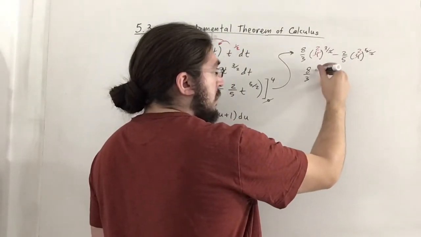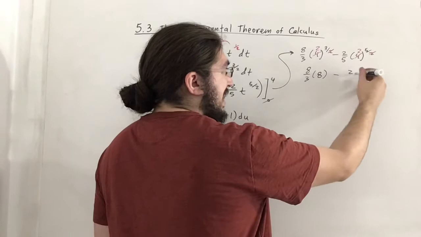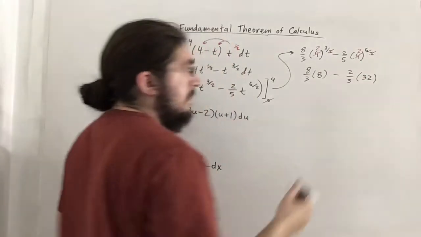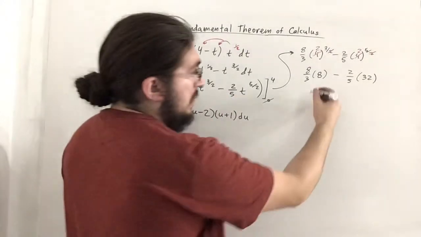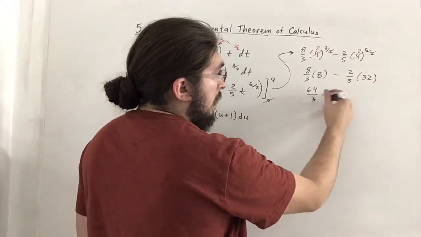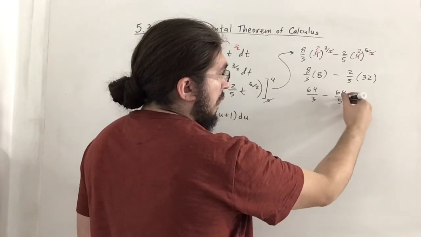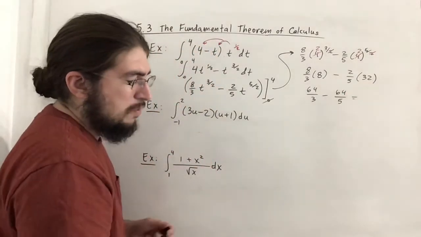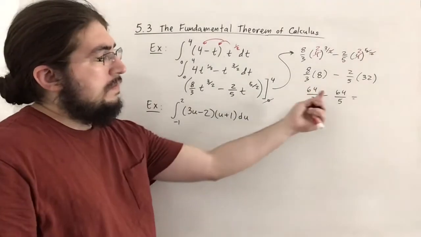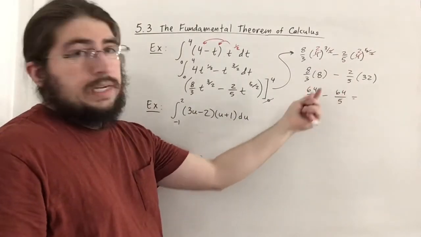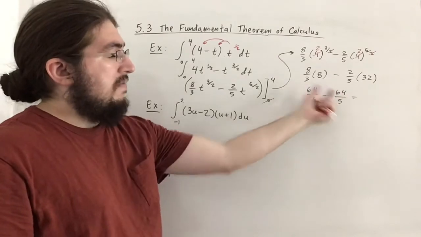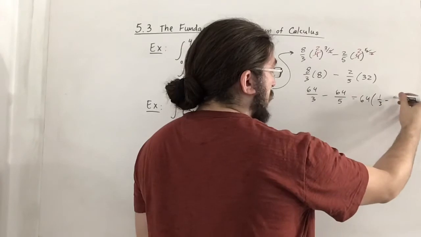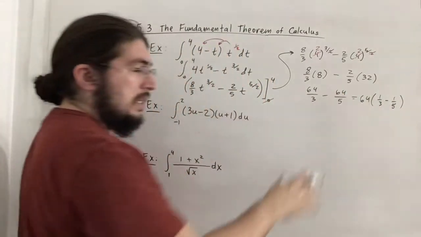So that's 8 times 8/3. And then 2/5 times 2 to the 5th, which is 32. So multiplying and combining these, we get 64/3 minus 64/5. I'm going to be a little clever here. It's not super clever, but I'm just going to take advantage of some arithmetic by factoring out 64. So this is really 64 times the quantity 1/3 minus 1/5. That'll make the evaluation a little easier to handle.